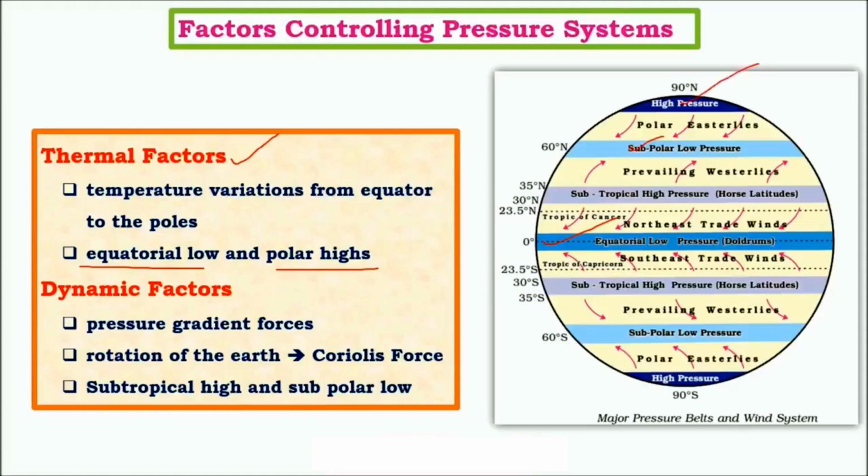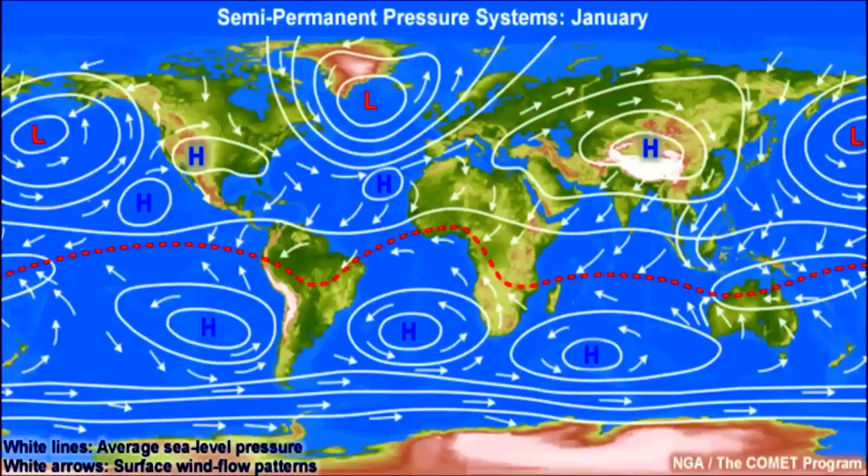And then we have seen that due to dynamic factors like blocking effect and Coriolis force, the other belts are formed, that is subtropical high and subpolar low. So this is how pressure systems look in actual terms, not in ideal cases.